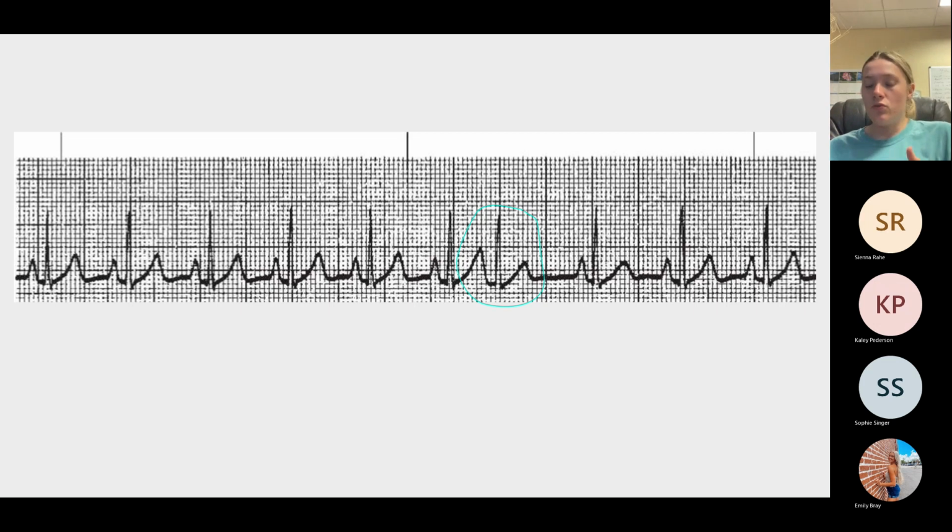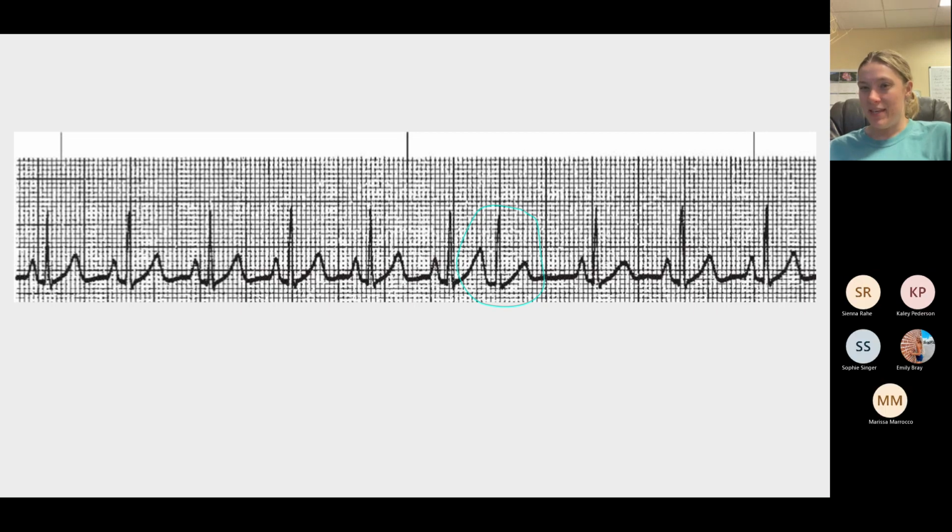Yep, so this one is normal sinus rhythm, but it's not a PVC. Yes, this is a PAC, premature atrial contraction. How do I know that this is a PAC and not a PVC? Well, number one, PVCs look a lot different. They have a really wide, tall, bizarre, distorted QRST complex.